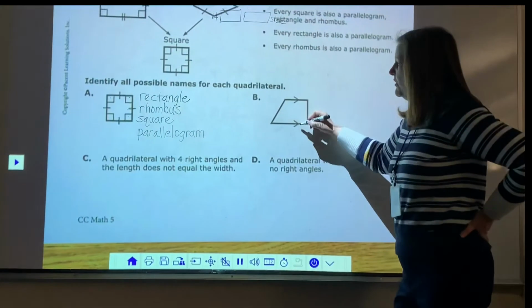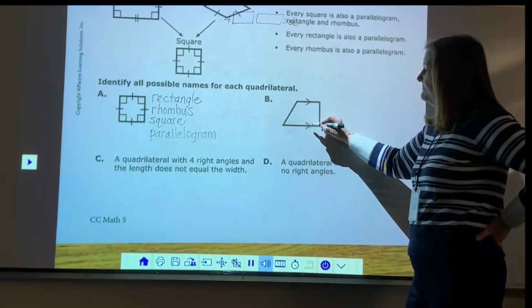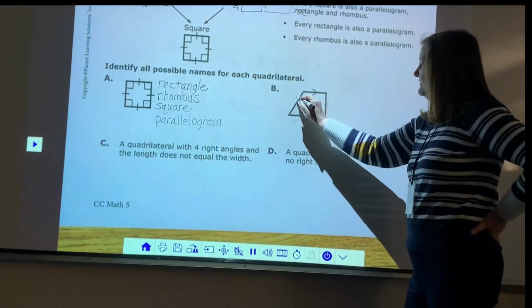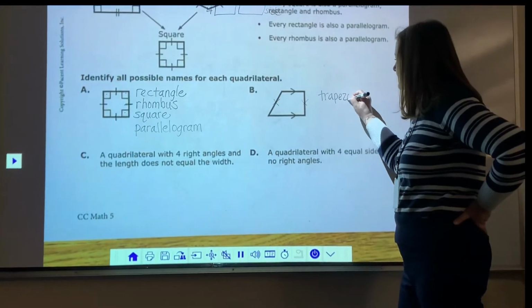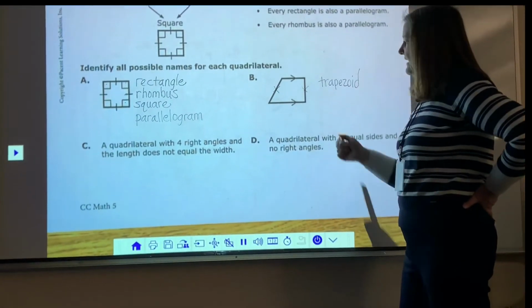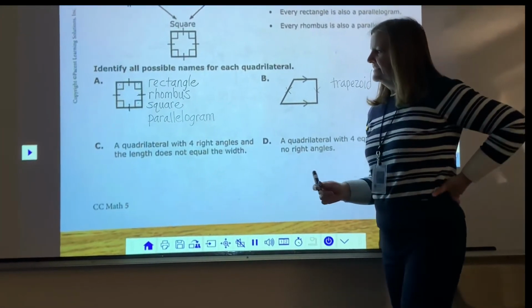Now let's take a look at this one over here. It has just one set of lines that are parallel. The other two are not parallel. So this can only be a trapezoid. And of course it is a quadrilateral.